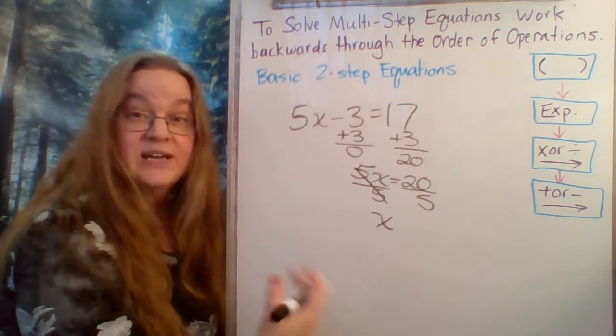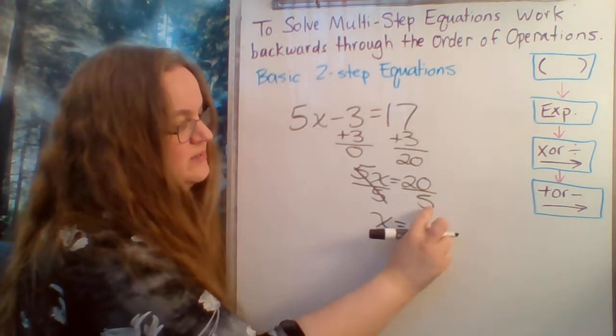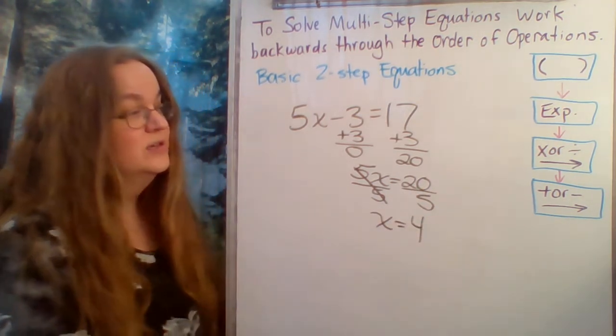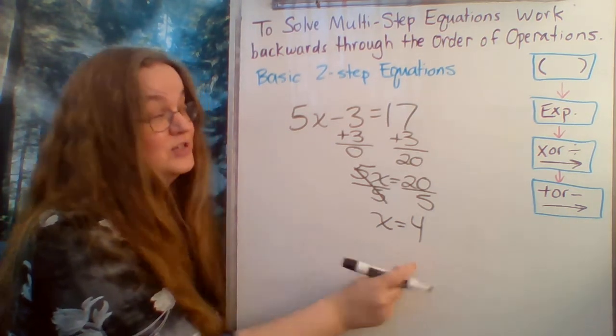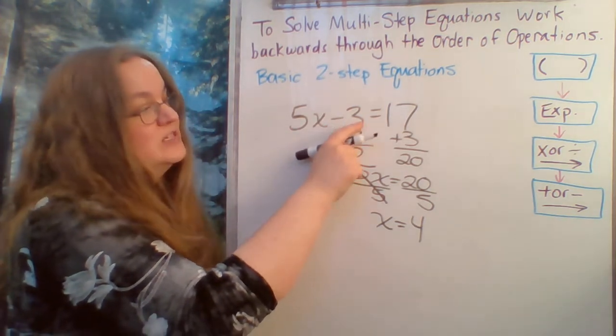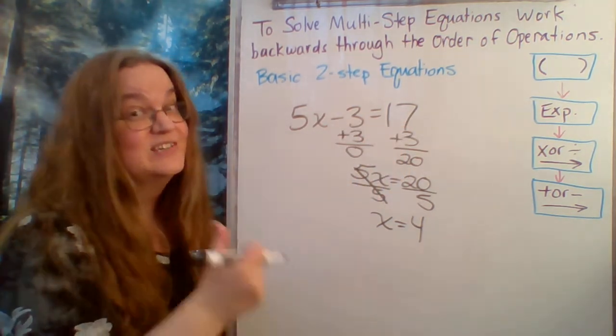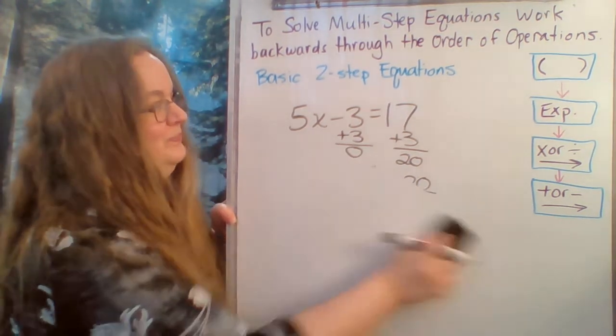Okay, remember, 1 times anything is that anything, according to the identity property. And 20 divided by 5 is 4. This would be showing your work, and this would be the correct answer. You can always check. 5 times 4 is 20, and if I subtract 3, I do get 17, so I did the problem correctly. So let's look at another example.